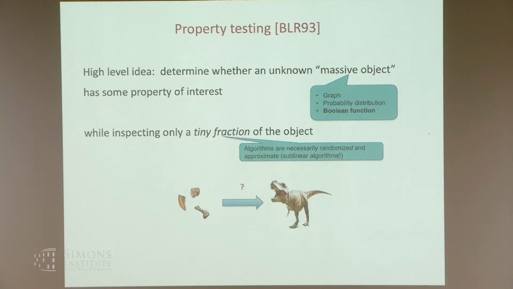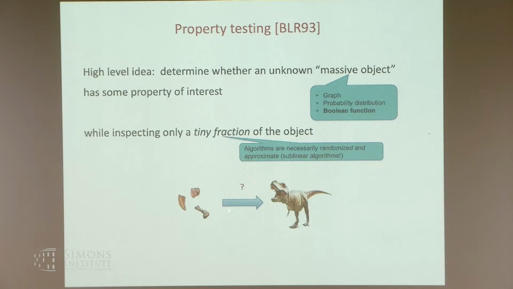massive object. We might think of this object as a gigantic graph, like the internet graph. It might be a probability distribution over some huge domain. For us, it's going to be a Boolean function, which is like an exponentially sized object, as we'll see. And we're interested in figuring out whether this object has a particular property we're interested in, but we want to be sublinear. We're only going to inspect a tiny, tiny fraction of the object, much, much less than 1% of 1% of 1% of the object, okay?